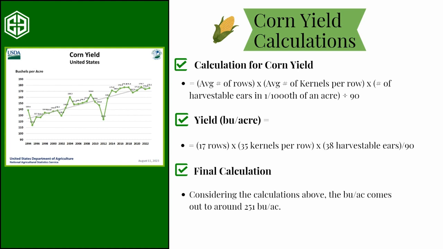So for what we calculated, we counted 17 rows, and 17 rows just being the 17 across the bottom of the corn that we had. And then we multiplied that by the 35 kernels per row, and that's just the kernels going up the corn, you could say. And then we multiplied that by the 38 harvestable ears that we had, and then you're going to divide that by 90. And what we ended up getting was 251 bushels per acre.